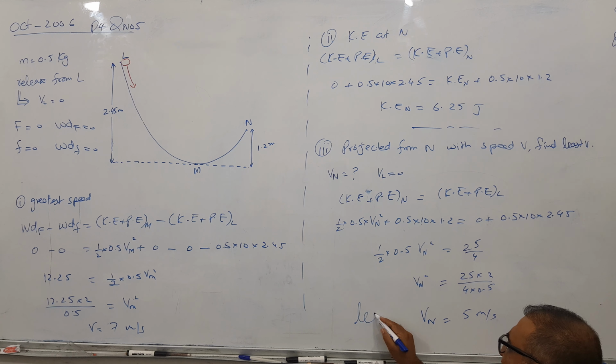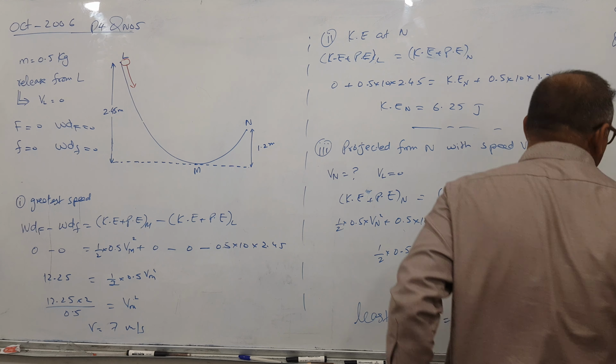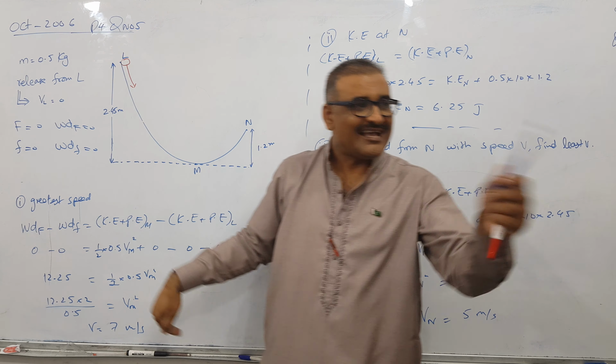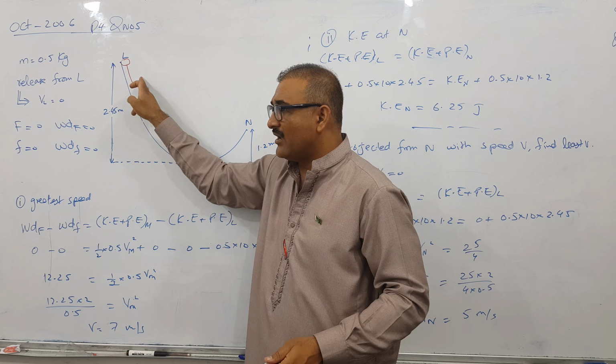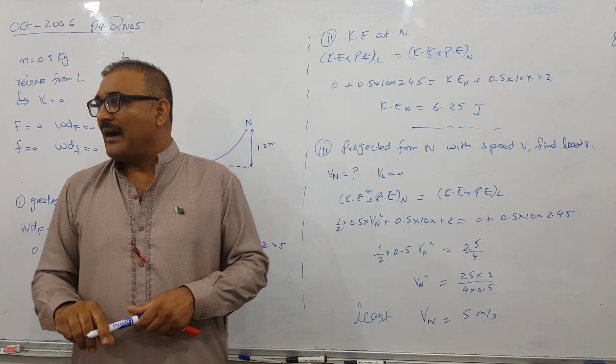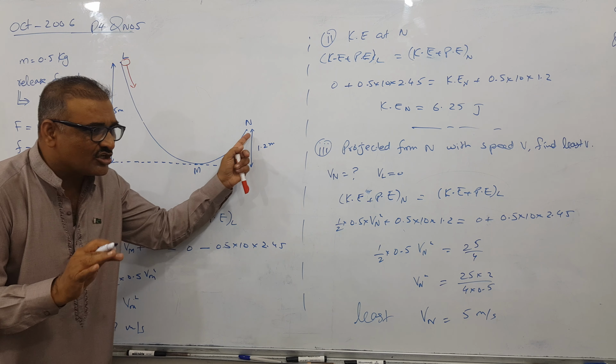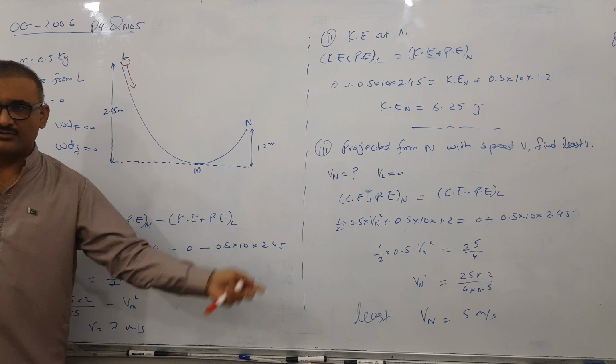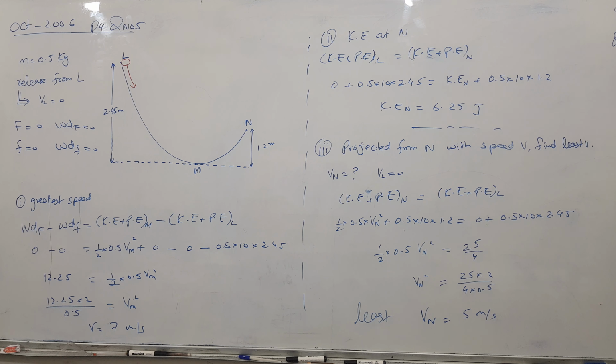So this is the least value of velocity. If you go more, it will fall. If you go less, it will stop here, maybe here, maybe here. But what is my objective? My plan is that it must be given such a velocity that it should stop here. That is the answer.